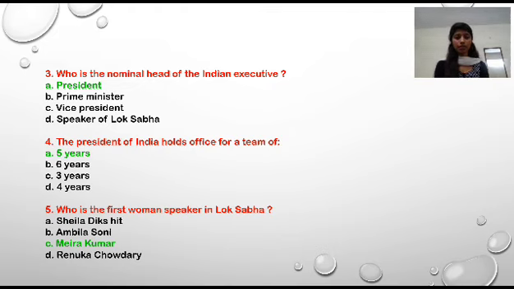The fourth question is, the President of India holds office for a term of. Options are 5 years, 6 years, 3 years and 4 years. The President of India holds office for a term of 5 years. The fifth question is, who is the first woman speaker in the Lok Sabha? The options are Sheila Dikshit, Ambika Soni, Meira Kumar and Renuka Chowdhury. Meira Kumar is the first woman speaker in the Lok Sabha.